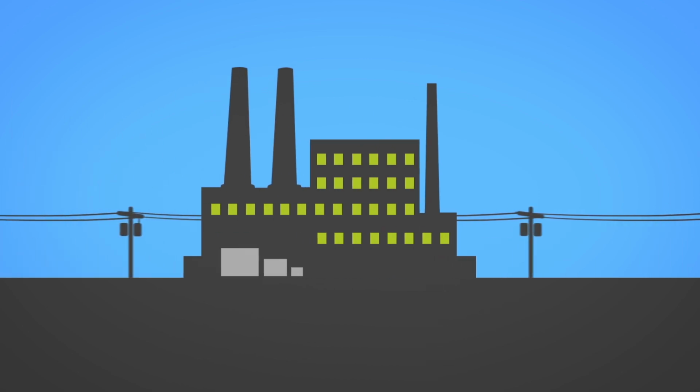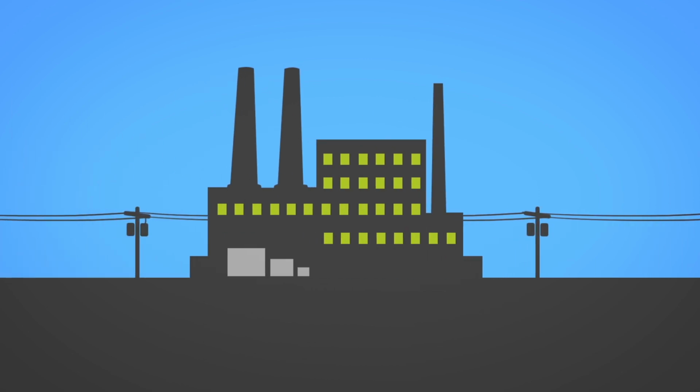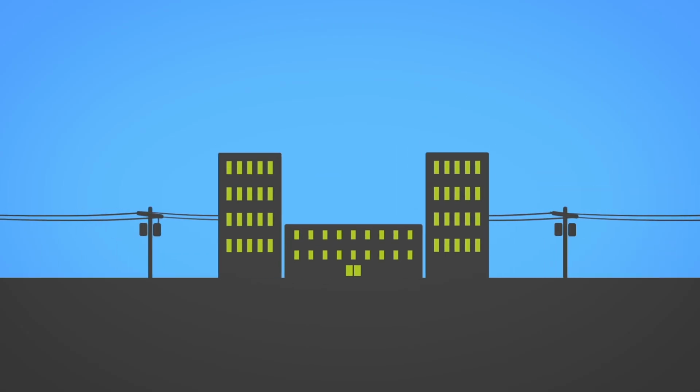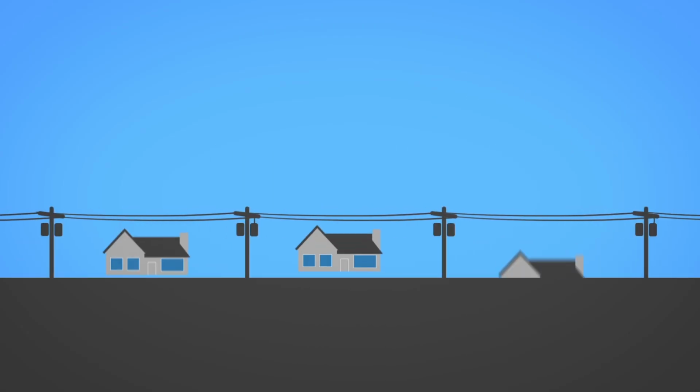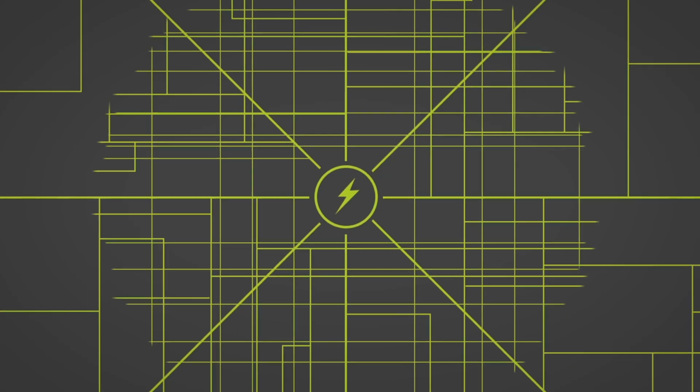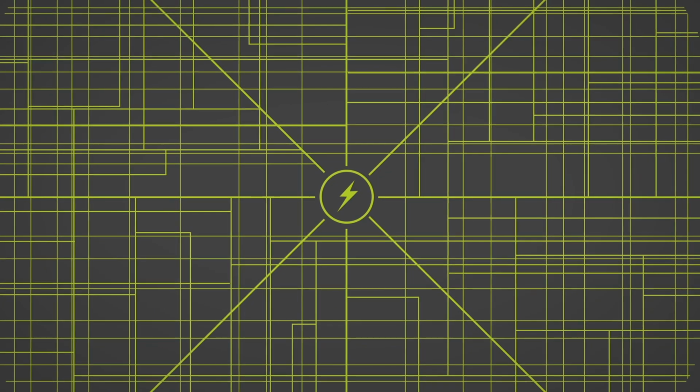For instance, industrial consumers are large facilities like manufacturing plants. Commercial consumers are office buildings or high-rise towers. And residential consumers are individual homes. The electrical grid is one of the most important inventions in our modern world. The centralized nature of the grid has made it an ideal structure for large-scale electricity production.